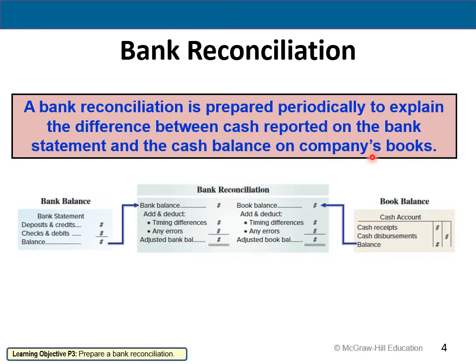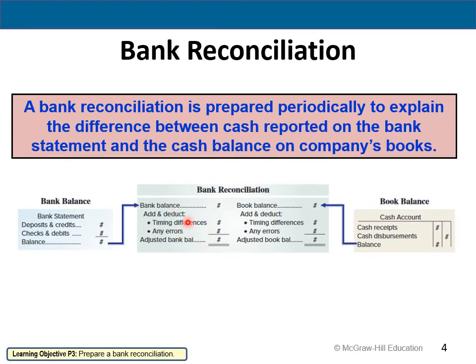All right. So the reconciliation is done in two phases. And here's a basic skeleton reconciliation. The first phase starts with the bank balance, which would be the ending balance from the bank statement. And then there's additions or deductions, and we'll get into the detail of these. But once you add or subtract certain things that aren't reflected on the statement, we get to an adjusted bank balance, right?